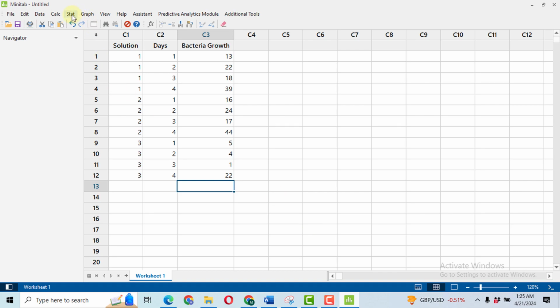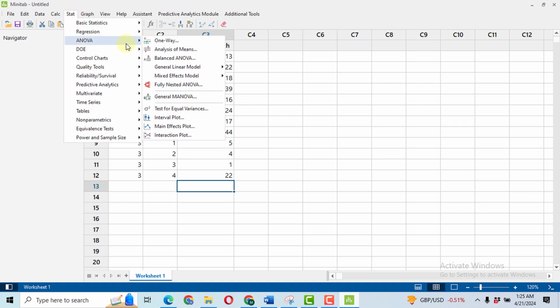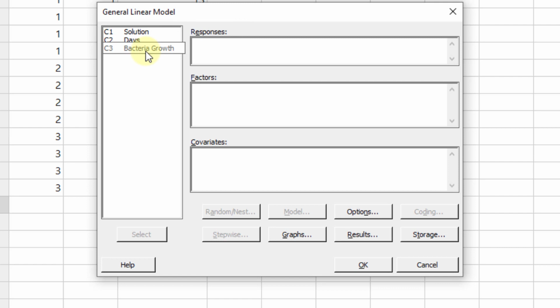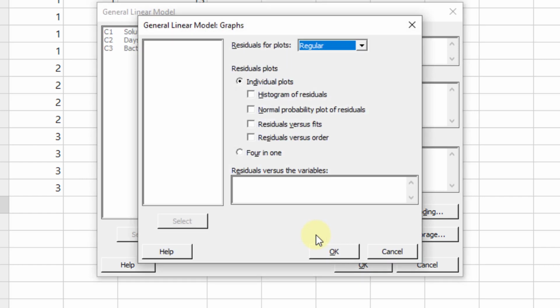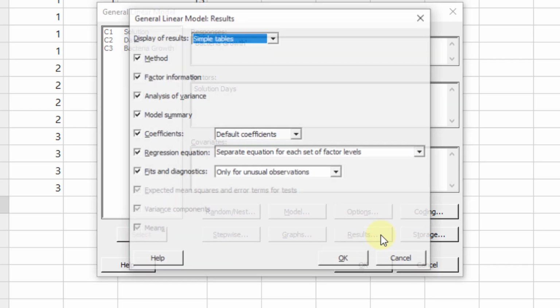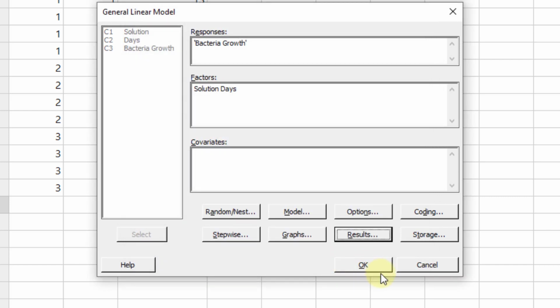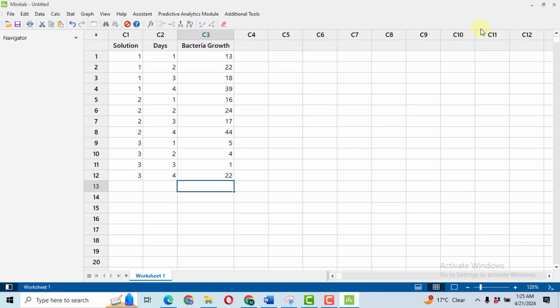After that, go to Stat, then ANOVA, GLM or general linear model, and fit general linear model. Select your response variable, bacteria growth. In the factors, select solution and days. Go to graphs. Here select 4 in 1. Click OK. Then click on results. Here click on expanded tables. Then click OK and then OK. After that, wait for the results.